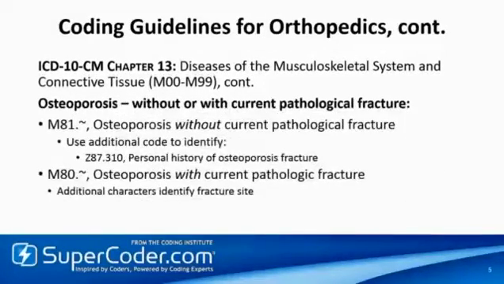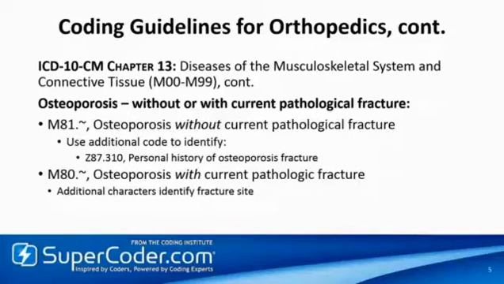Osteoporosis is a systemic condition, meaning that it affects all of the bones in the body. When coding osteoporosis, identify if there is a current pathological fracture or history of a pathological fracture. Assign a code from category M81 if the patient has a history of osteoporosis with a pathological fracture. Assign the history code second, which would be a Z code, such as Z87.310, which is for personal history of healed osteoporosis fracture. Category M80 is for patients who have a current pathologic fracture at the time of encounter.